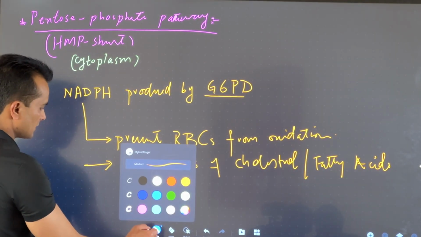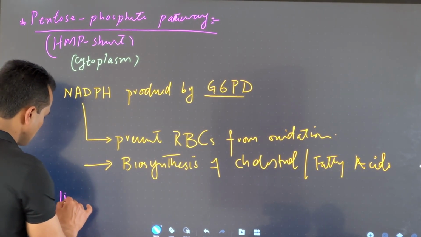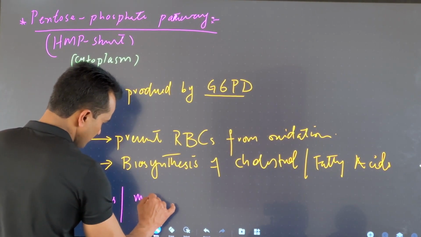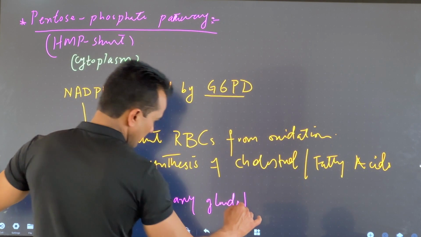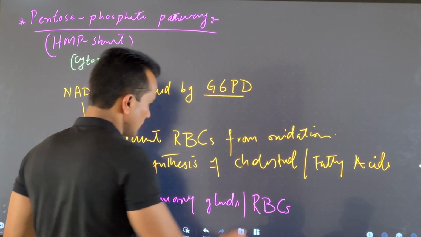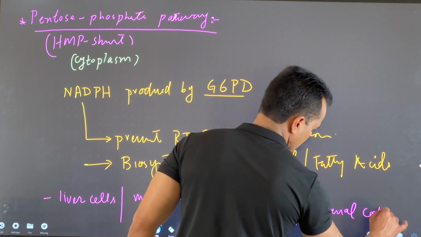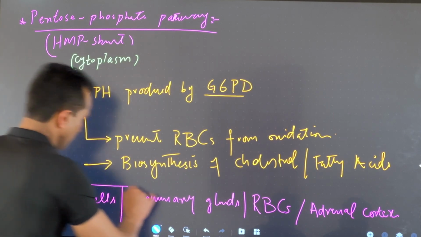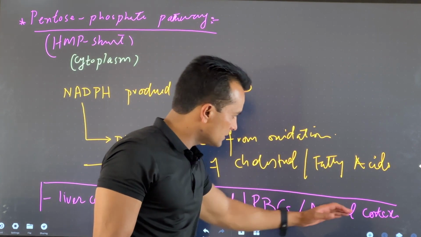And what are the sites in your body where this HMP shunt takes place? In liver cells, then the lactating mammary gland, in RBCs, and the adrenal cortex also. So remember all these sites. These are the sites where the HMP shunt, this biochemical reaction, will take place: liver, lactating mammary gland, RBCs and adrenal cortex.